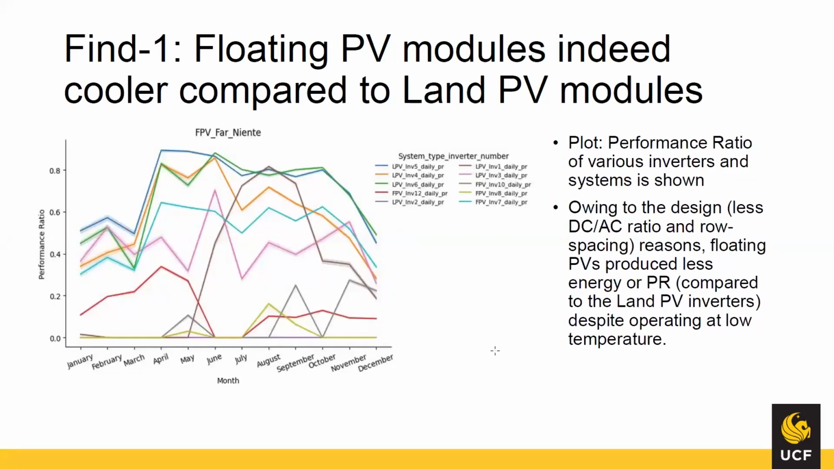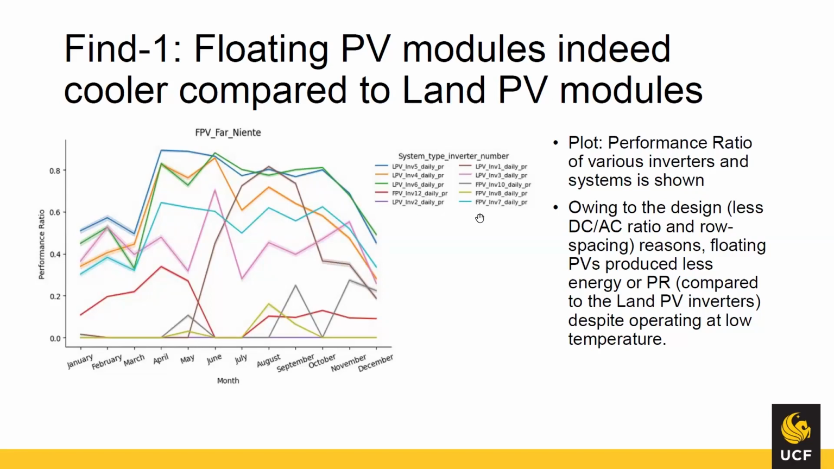Okay, so we said the floating PV modules operate cooler compared to the land PV modules. Now, the next biggest question: does it lead to more power production? Theoretically, the answer is yes. But practically, for this site, we don't see that clearly yet. As you can see here, again on a monthly basis, we are looking at the performance ratio. A performance ratio of 1 means we are producing the best output power from each PV plant. As the ratio goes down, there is less power production.